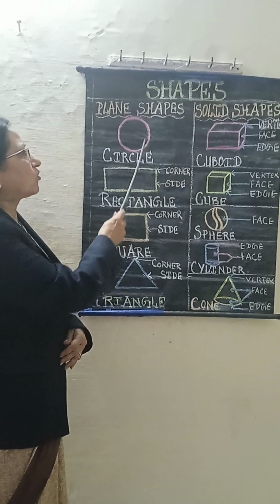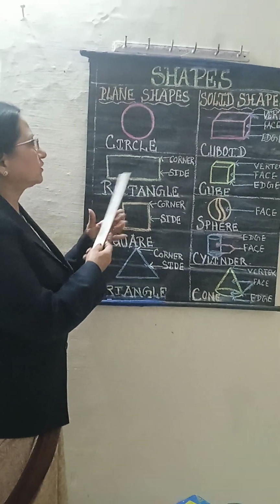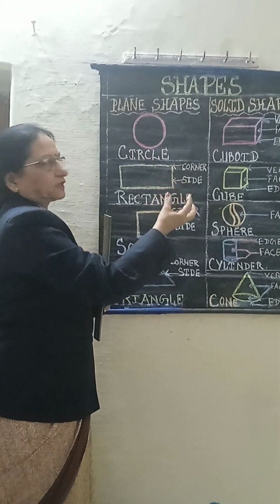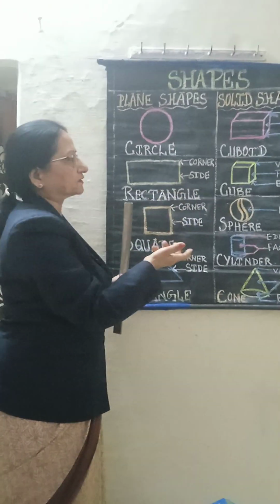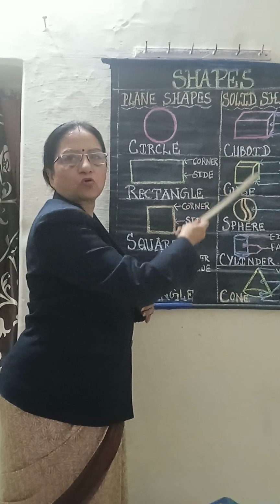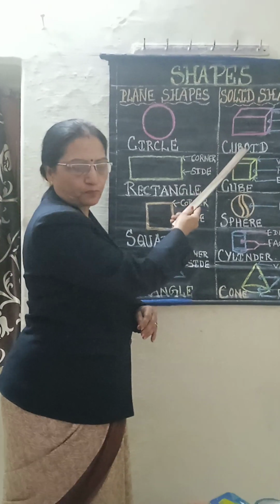2D shapes we can only draw on the paper or blackboard. We cannot hold them in the hands. Now this is a circle, you cannot take out the circle and hold it in the hands. Rectangle, you cannot hold it in your hands. But the solid shapes you can also draw and you can also hold in your hands. Let's see. First we will take the example of cuboid.